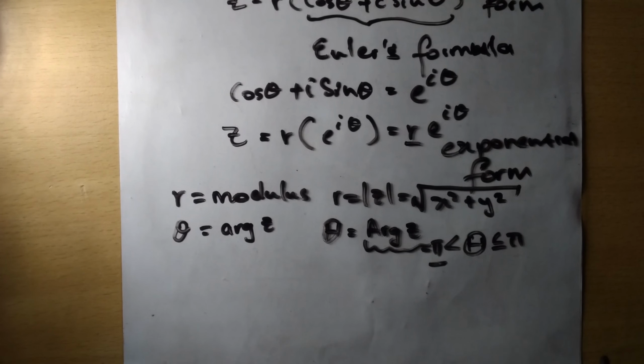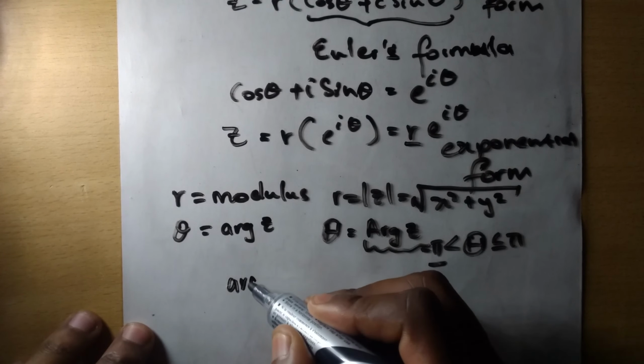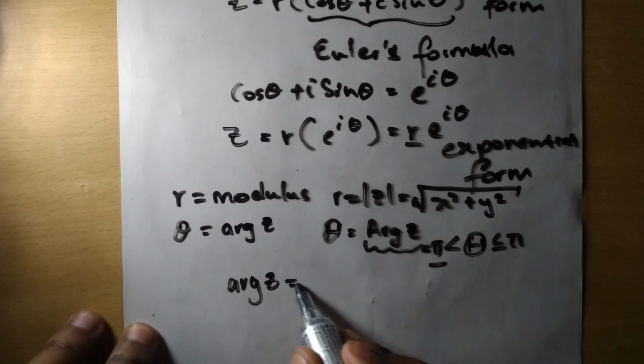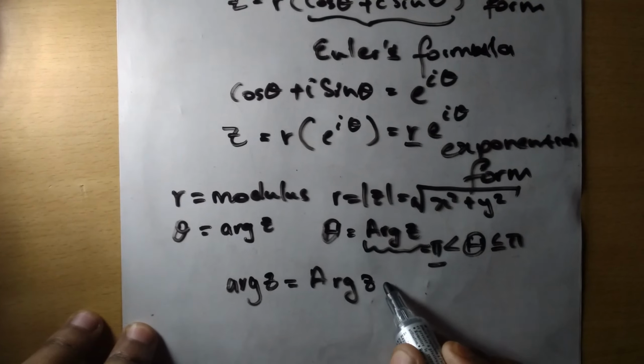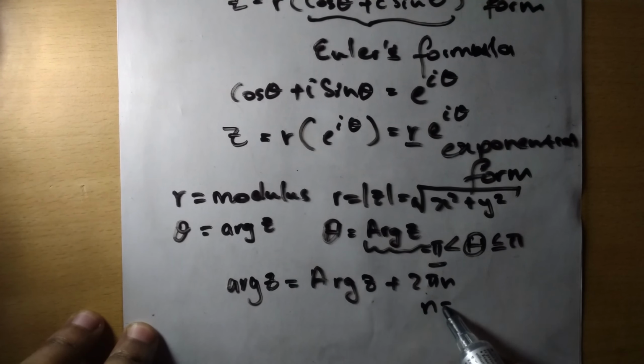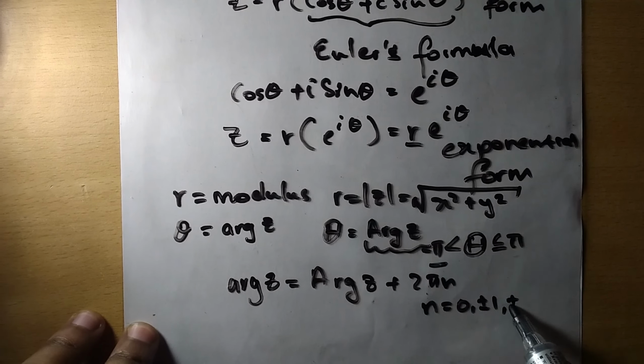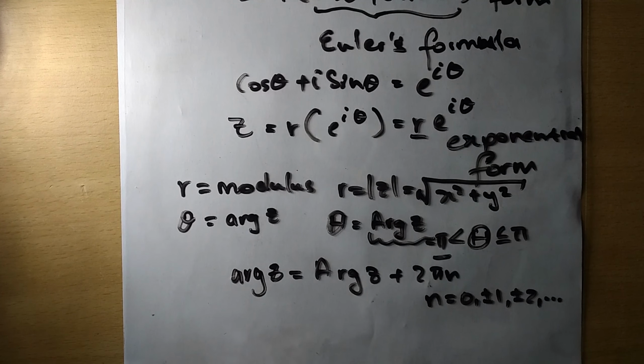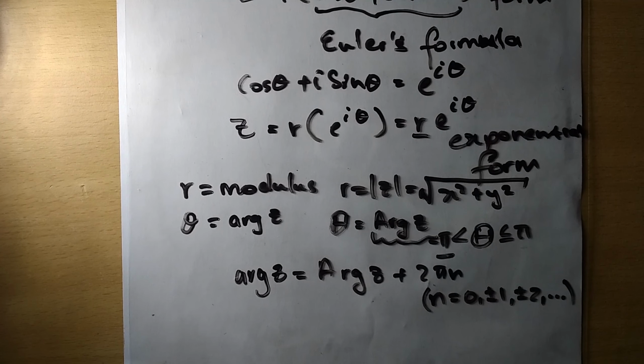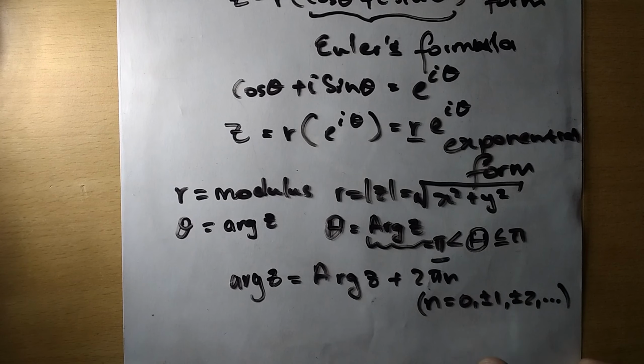Then there is an equation that you need to know, which says that the argument of z is equal to the principal argument of z plus 2 pi n, where n is equal to 0, plus or minus 1, plus or minus 2, and so on. This is what happens when we want the argument given the principal argument. Actually, let me get an example for this idea.